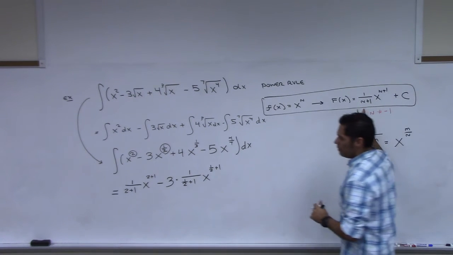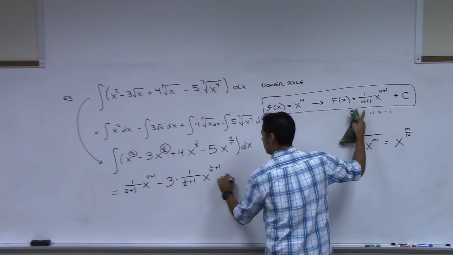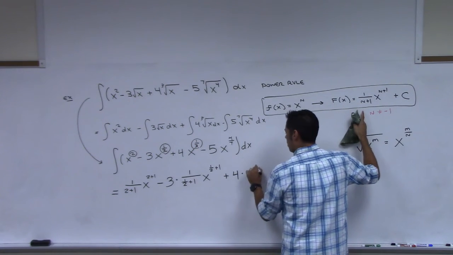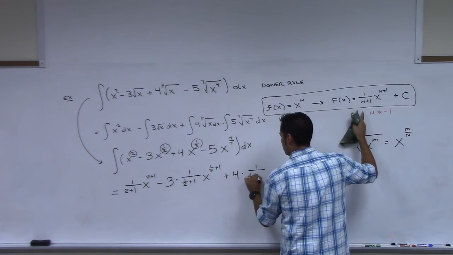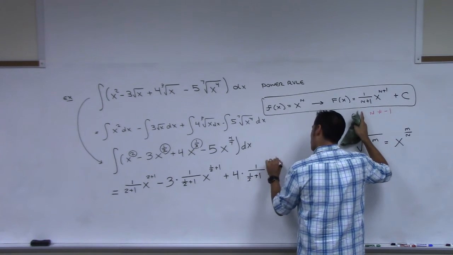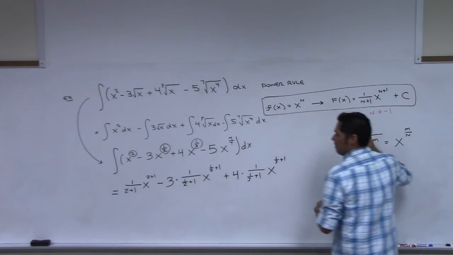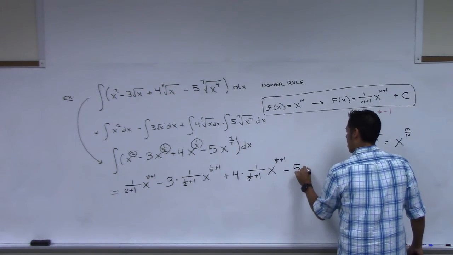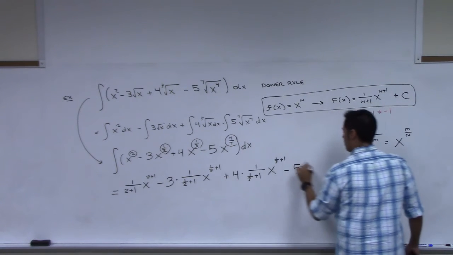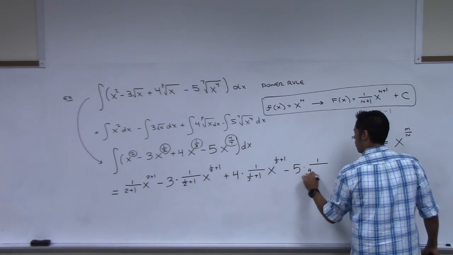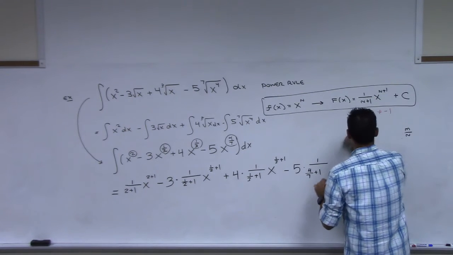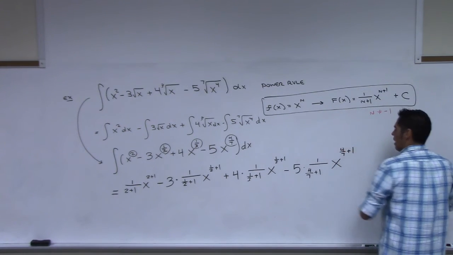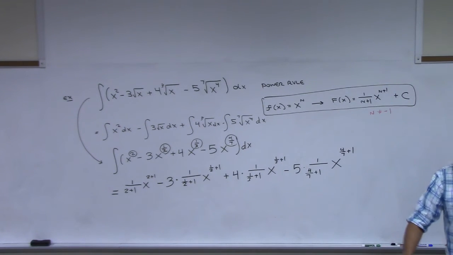Okay. What next? Plus 4 times, now we're using n is 1/3. So 1 over 1/3 plus 1, x to the 1/3 plus 1. And one more, minus 5 times, and now n is 4/7. So 1 over 4/7 plus 1, x to the 4/7 plus 1. And I did forget one last thing, plus c.